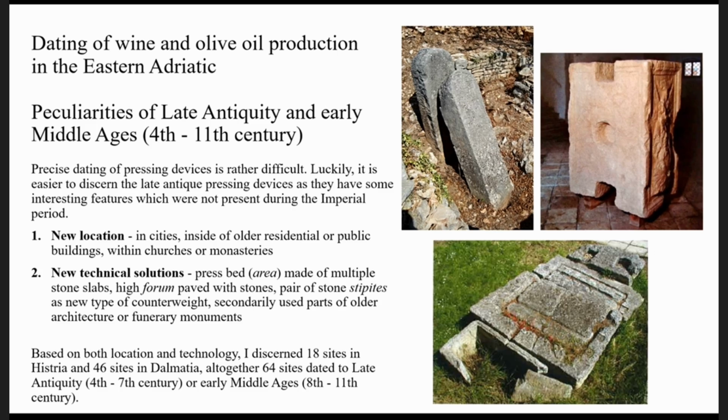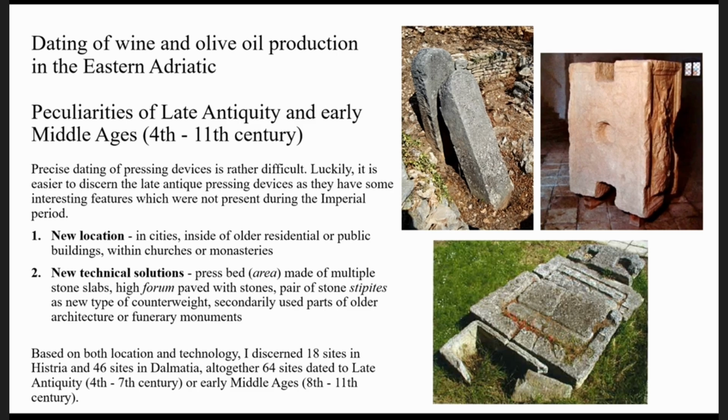Also, what is specific to the Eastern Adriatic is a new type of counterweight used for the prelum pressing device. It's something I call the pair of stone stipites. We can see it on this picture up here. It's a pair of very large, massive stone columns which were interconnected by a wooden axis.